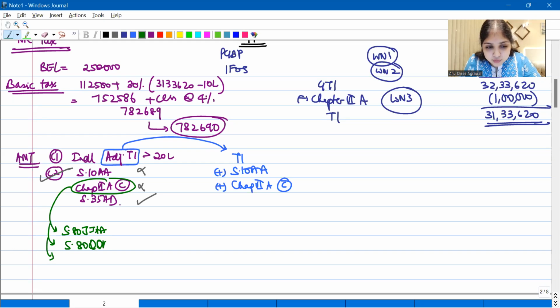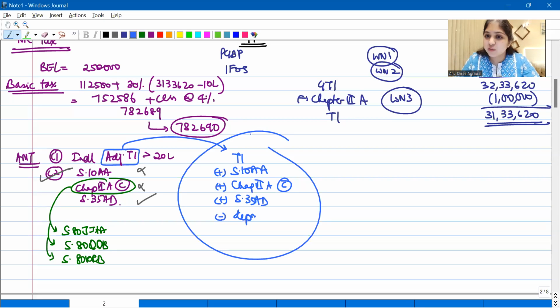And finally, you have 80 RRB. In your syllabus, you have only these 3: chapter 6A part C. Okay. And what else will I add back? I'll also add back the 35AD deduction. And if I'm adding back the 35AD deduction, relating to that 35AD asset, what will I subtract? Relating to the 35AD asset, I will subtract depreciation. This is how we calculate, right?